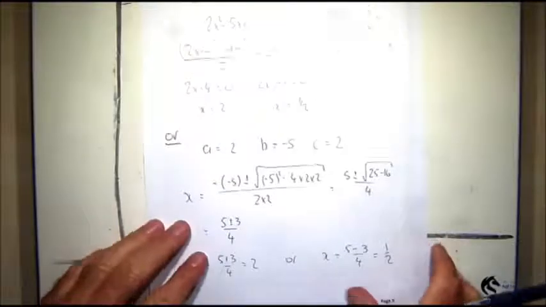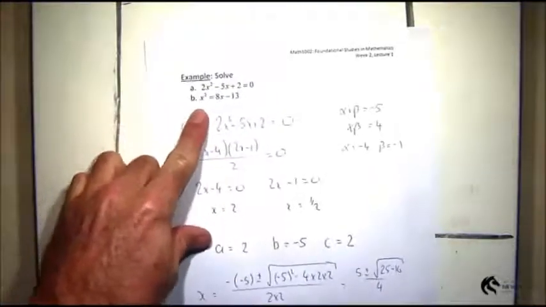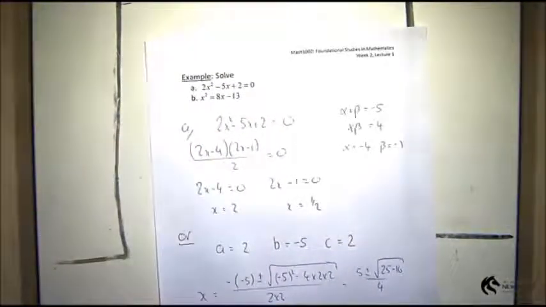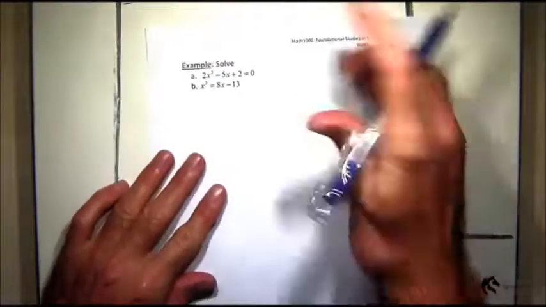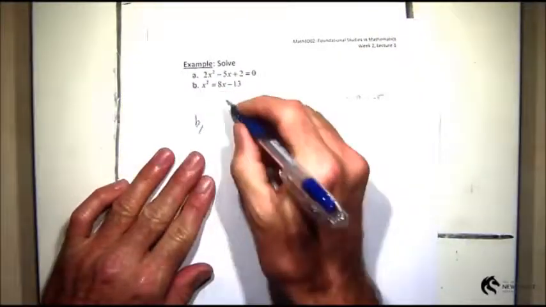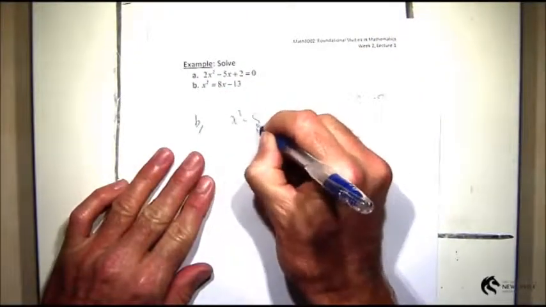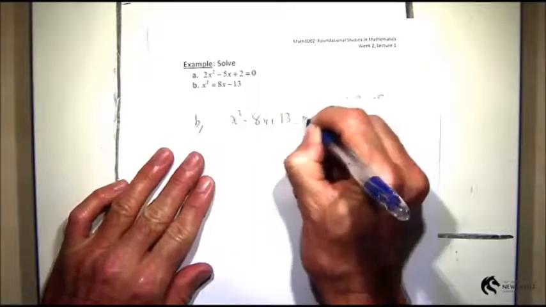Okay. All right, let's do this one. Find a bit of paper. Here's a bit. Okay. So, part B, what I would do is I would rewrite that as x squared minus 8x plus 13 is equal to 0.